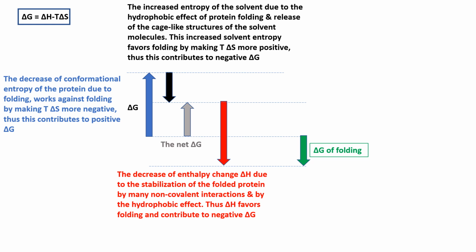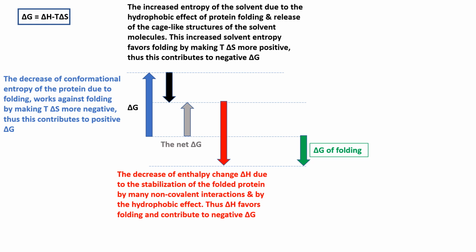So this is an illustration of what we have already said. This is the equation, delta G equals delta H minus T delta S. The big blue arrow means that the delta G becomes positive due to the decreased conformational entropy of the protein as it folds. This works against folding by making the T delta S more negative. Thus, this contributes to a positive delta G.